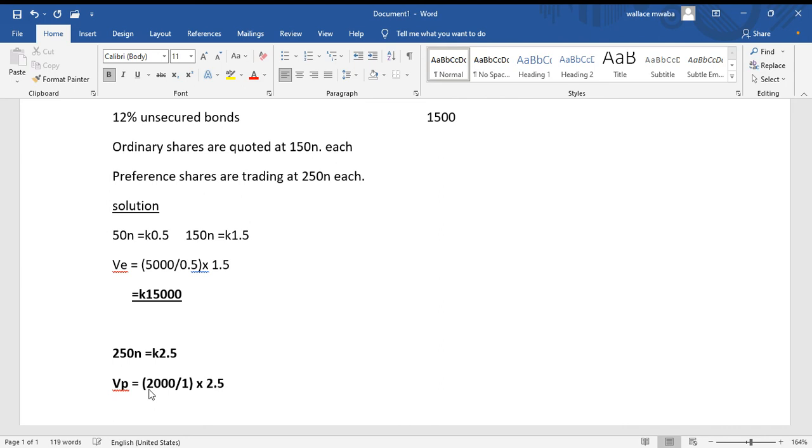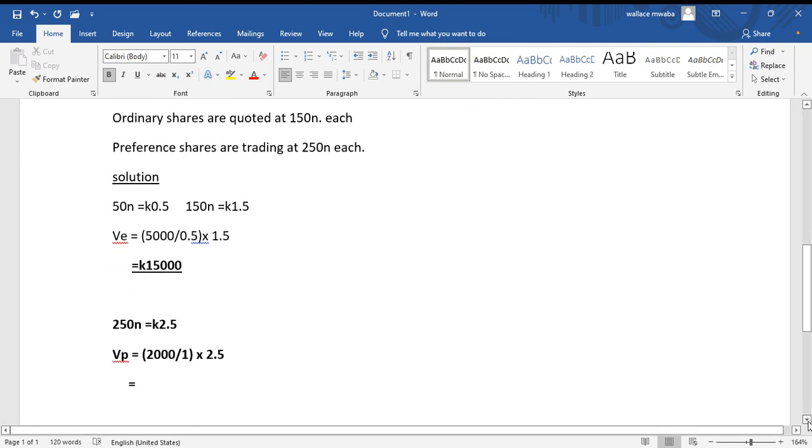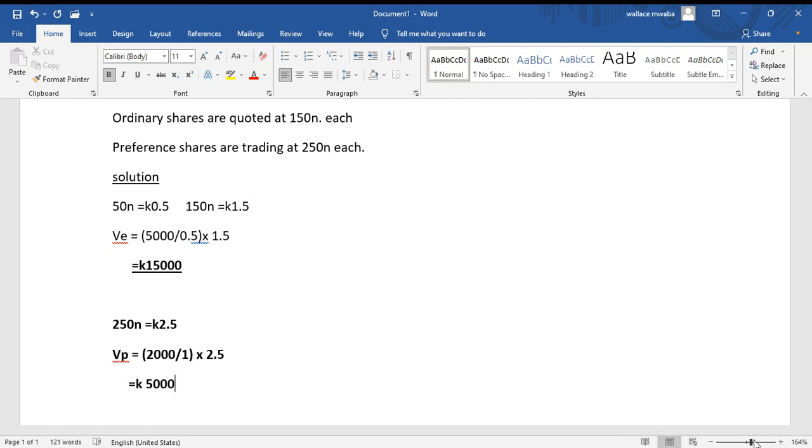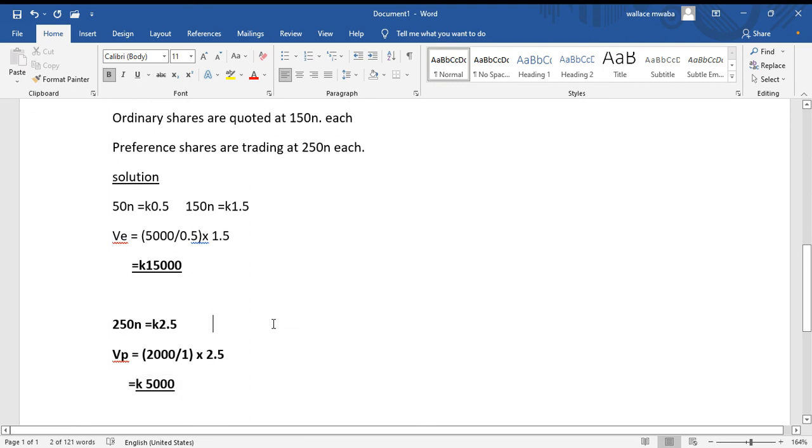So the market value of the preference shares is going to be 2000 divided by 1, that's 2000. 2000 times 2.5, you're going to get 5000 kwacha. So that is the market value of the preference shares.